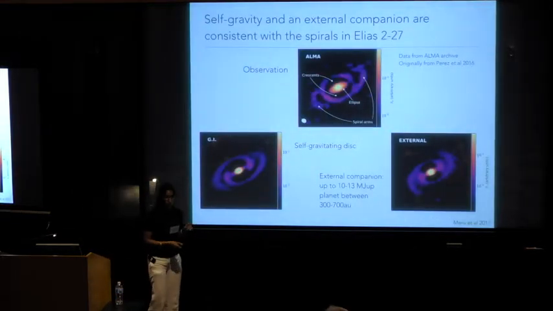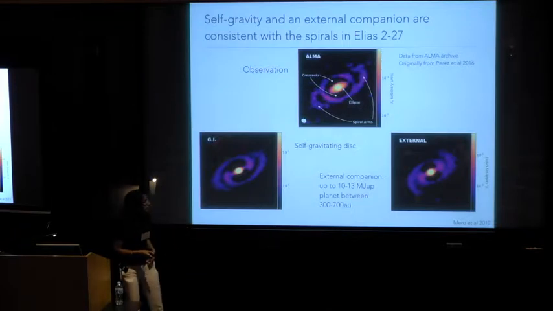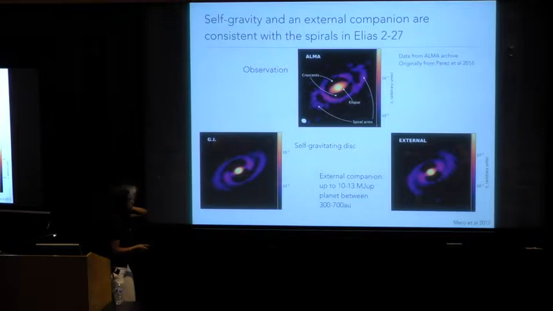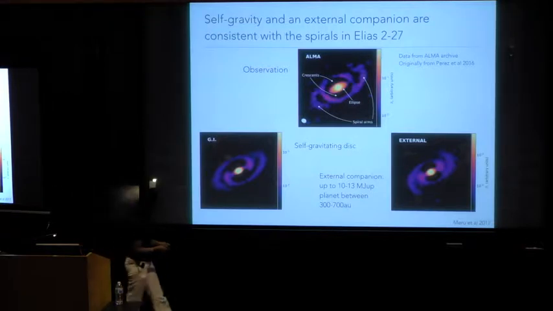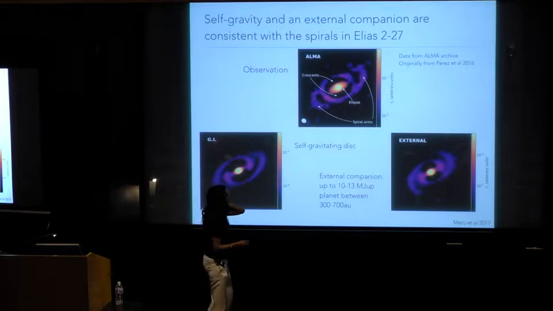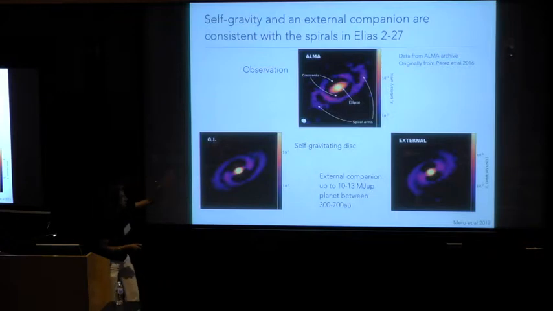So, Elias 227. This was a very interesting observation that came out a couple of years ago now. And what this disk has is some very, very large scale spiral arms. I'm just looking for the pointer. Not sure where it is. Okay, right. So we have large-scale spiral arms. I'll just try with my arms, even though I'm short. And you see these arms go out to about 300 AU.